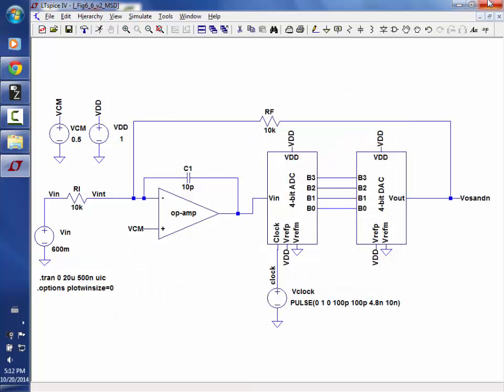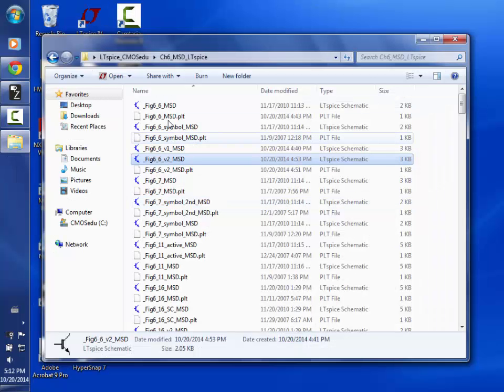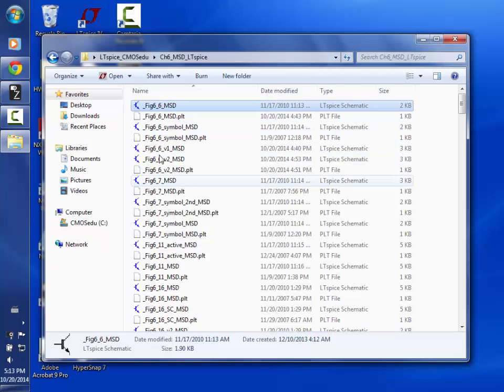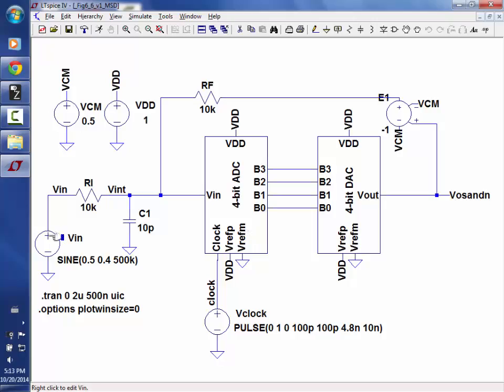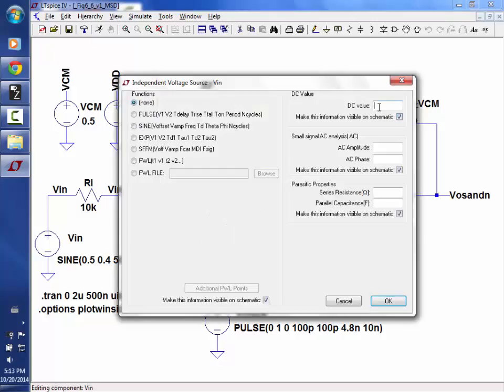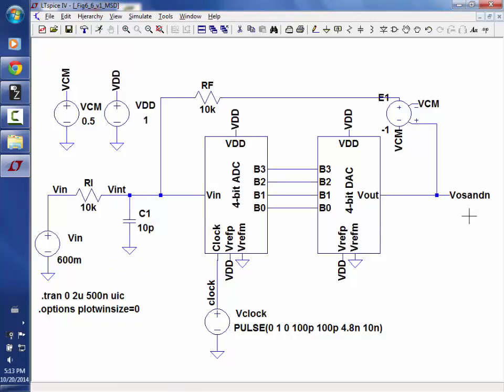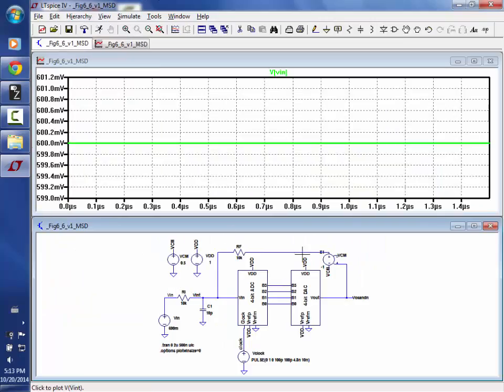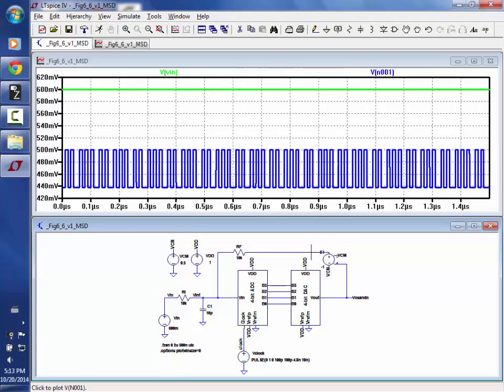Oh shoot, that's not what I want. That's the one with the active. That's not the one I want. Oh, okay. So let's go ahead and put this in here. None. 600 milli. Okay. And I hit run because I'm inverting. I need that inversion. I hit run. I plot. Okay, there's VN 600. There's my output, which is bouncing back and forth, so averaging to 470, whatever it is, right?